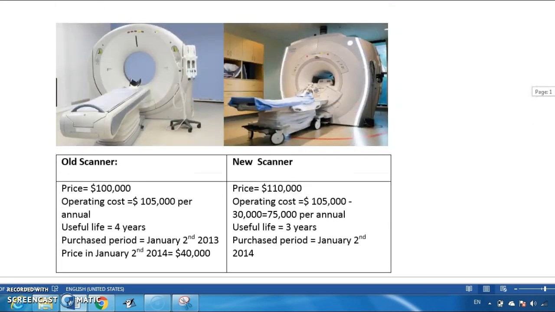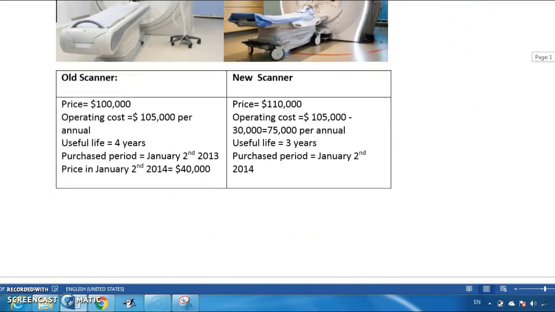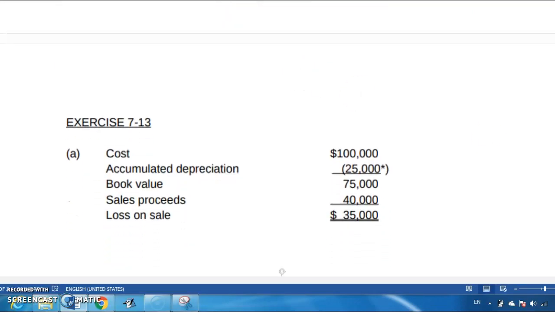Then the requirements of the question. The first requirement says, if Benson Hospital sells its old scanner on January 2nd, 2014, that is a year after it purchased it, compute the gain or loss on the sale. So this is the first requirement. So how do you compute it? If you look at this table, for the first requirement, this is what we have.